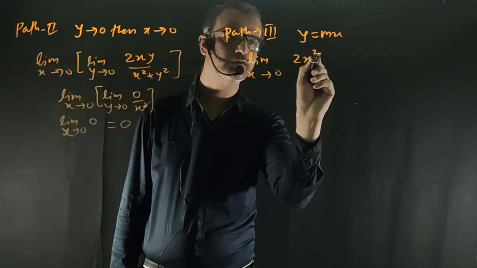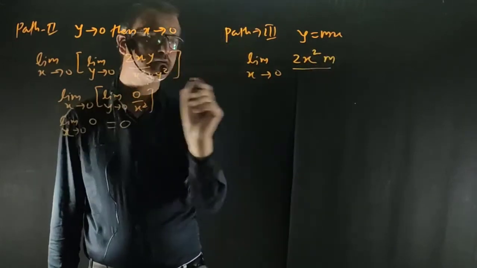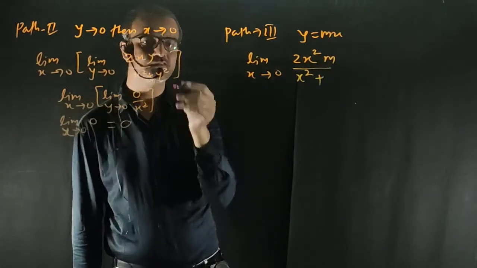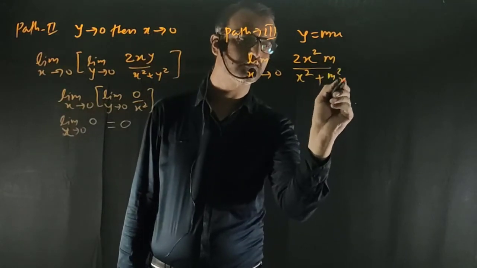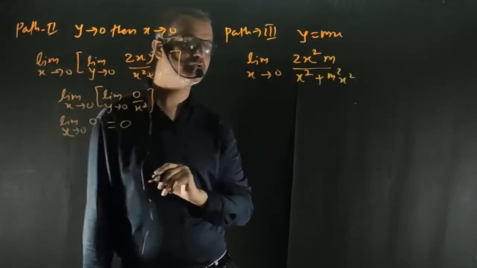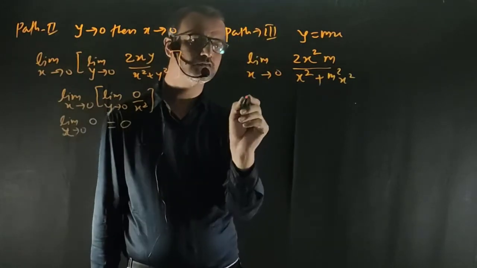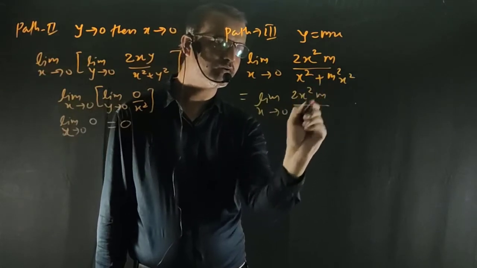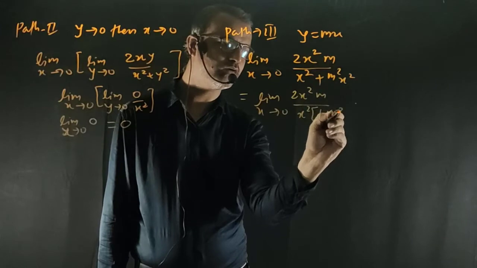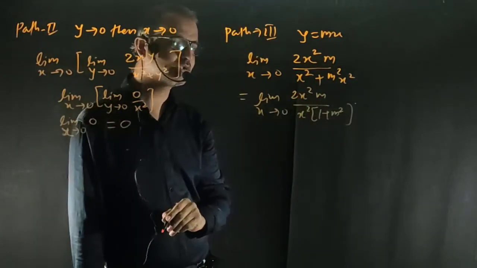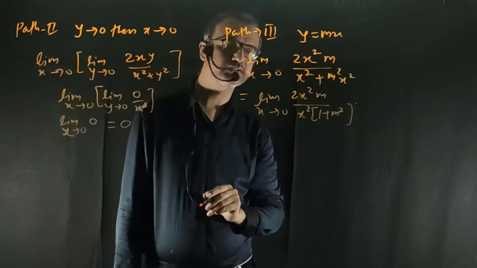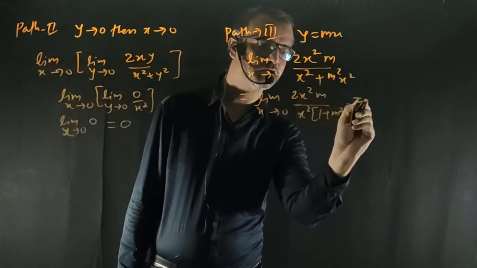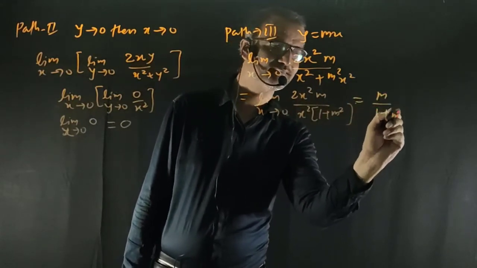So the result is 2x square m divided by x square plus y, where y equals mx, so its square will be m square x square. Now taking common x square from the denominator, we have limit x tends to 0, 2x square m divided by x square common, so into bracket we have 1 plus m square. Now this x square will cancel out, and the function will be a function of m, right? And there is no x, so the limit of this function will be m over 1 plus m square.